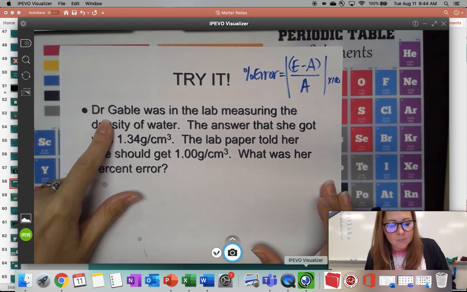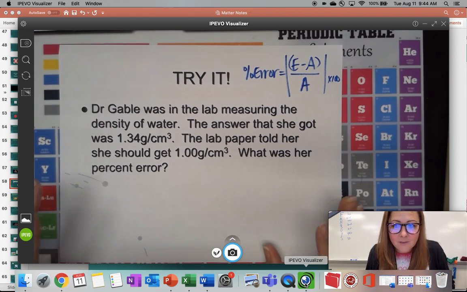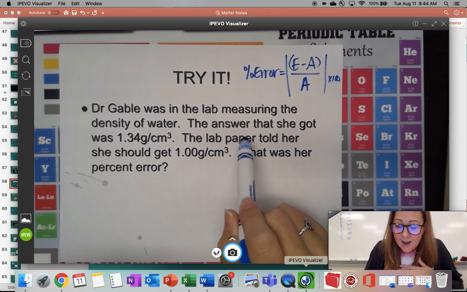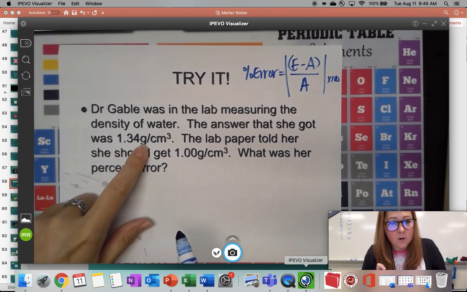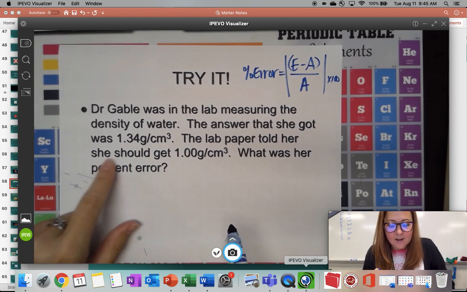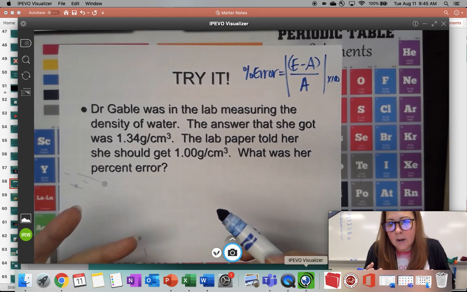So this problem says Dr. Gable was in the lab measuring the density of water. Hey, we already know the density of water, but I was measuring it. The answer that I got was 1.34 grams per centimeter cubed. The lab paper and our notes said that I should get 1 gram per centimeter cubed. I want to know, what is my percent error?